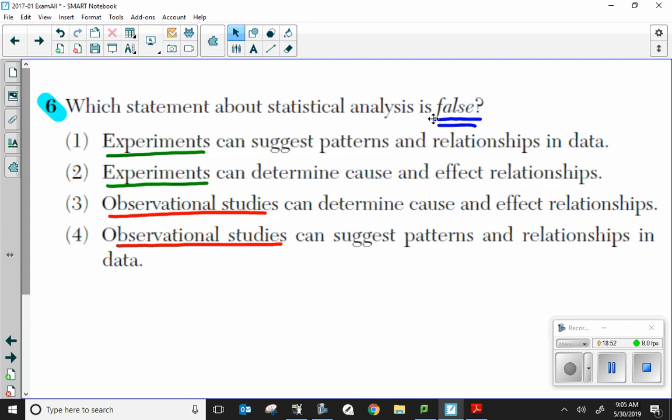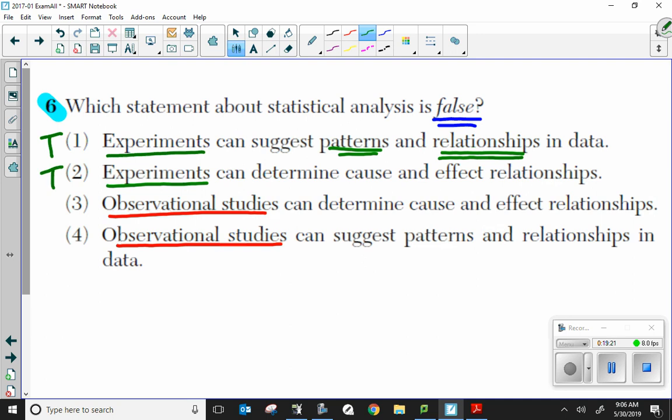Experiments can suggest patterns and relationships in data. Absolutely. I know that's true. Okay? Patterns and relationships. Types of things, things that happen commonly and the relationships between certain things. Okay, yeah. Okay. 2, experiments can determine cause and effect. Absolutely. If I sit in the back of a classroom and I throw a $100 bill on the floor, I'm going to see an effect from the cause of me throwing that money on there. There'll be some black eyes and some broken teeth. All right, that's true.